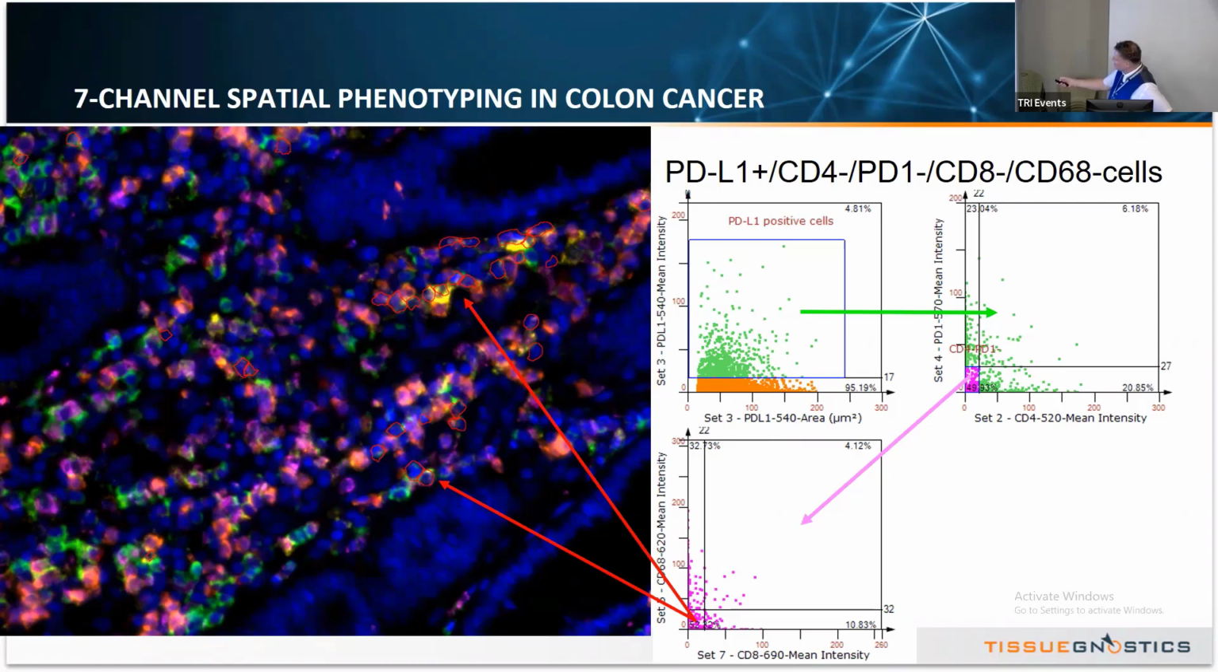We define this as input gate in the third scattergram, where we see CD8 versus CD68. And if we then look at the double negative here and make this backward connection, or reverse gating, we see here with red contours where the cells are that are PDL1 positive, CD4 negative, PD1 negative, CD8 negative, CD68 negative. And you can obviously do this for each combination or each quadrant. That means you get an incredibly detailed readout.